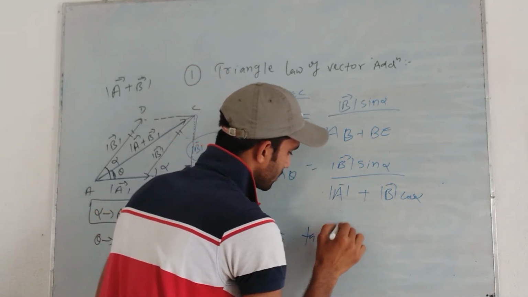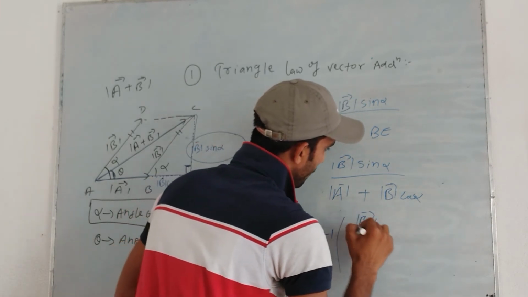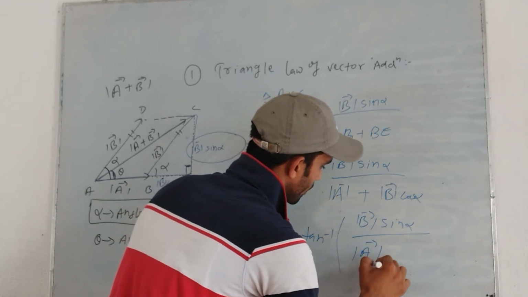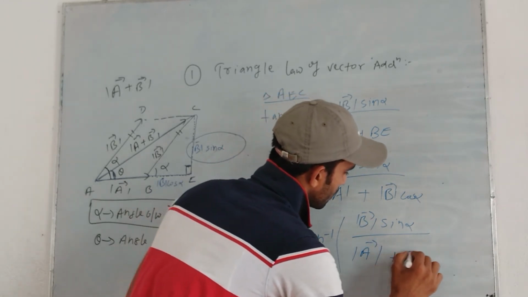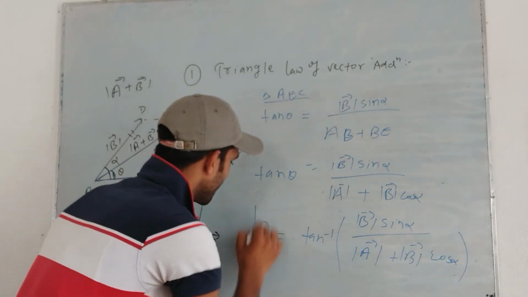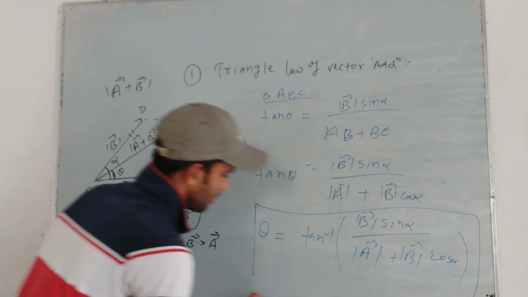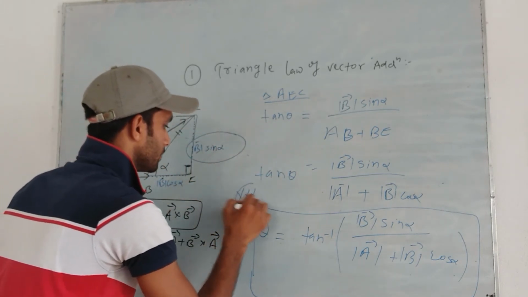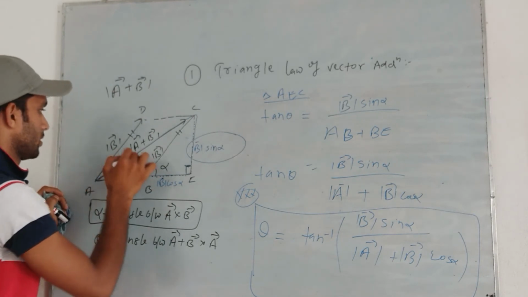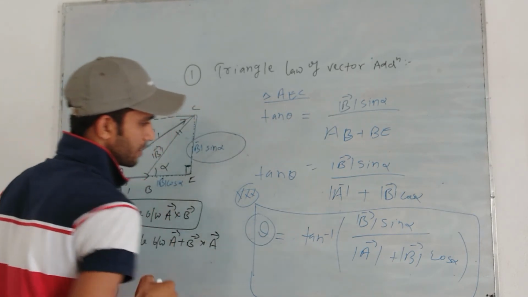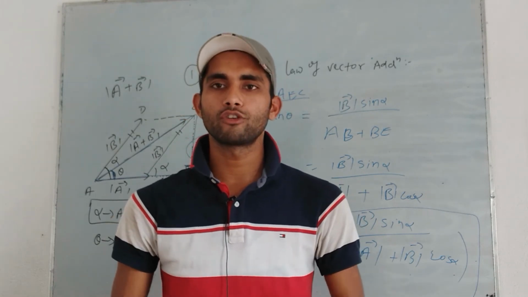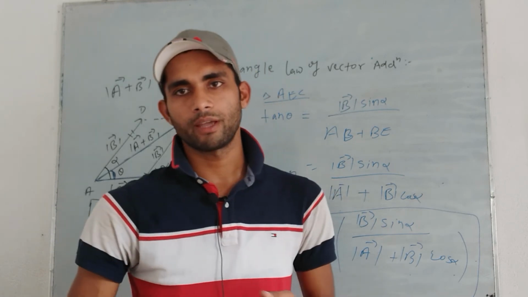This is theta = tan inverse of B sin alpha divided by magnitude of A plus magnitude of B into cos alpha, right? So this is the direction of A plus B. So we have discussed the triangle of vector addition, the parallelogram law of vector addition, the magnitude of A plus B, and the direction of A plus B, right?